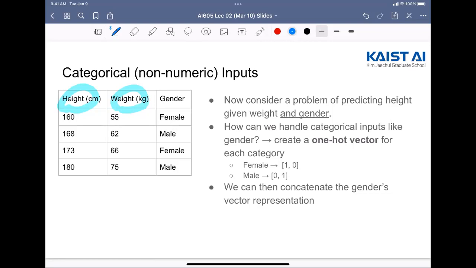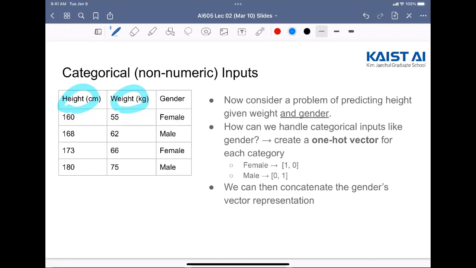We call these categorical inputs because they're basically categories, right? Instead of real numbers. So I'll just give you the answer. Although you might be able to find a better one, in general in deep learning, what we use is we create a one-hot vector for each category. In this case, we have two categories, right? Male and female. So what we can do is first create a vector of size of the number of categories. In this case, two, right? And then we just assign one to the dimension that corresponds to the category.